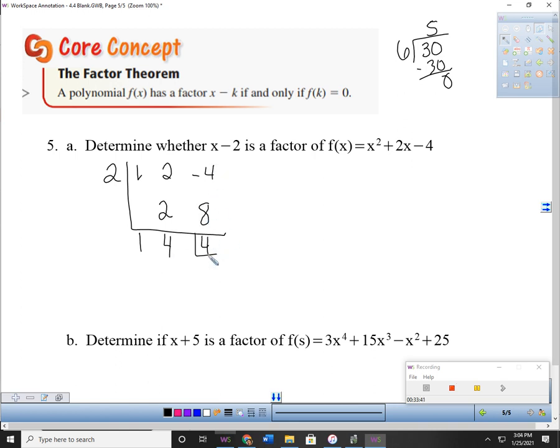4. Is this a factor? No. And you may want to put out to the side in your notes why you said no, because if you look back, you might be like, well, why did we choose that? You need to just put remainder was not 0. Okay?